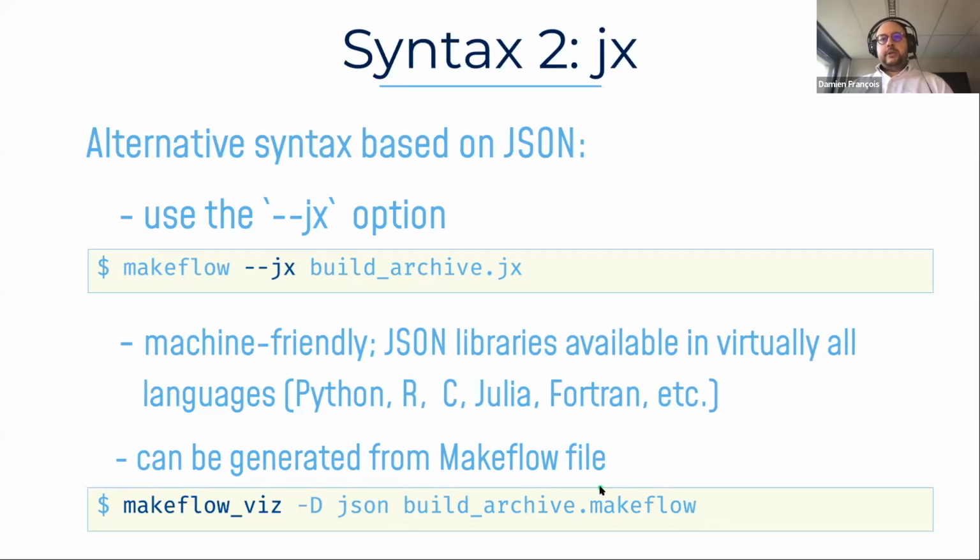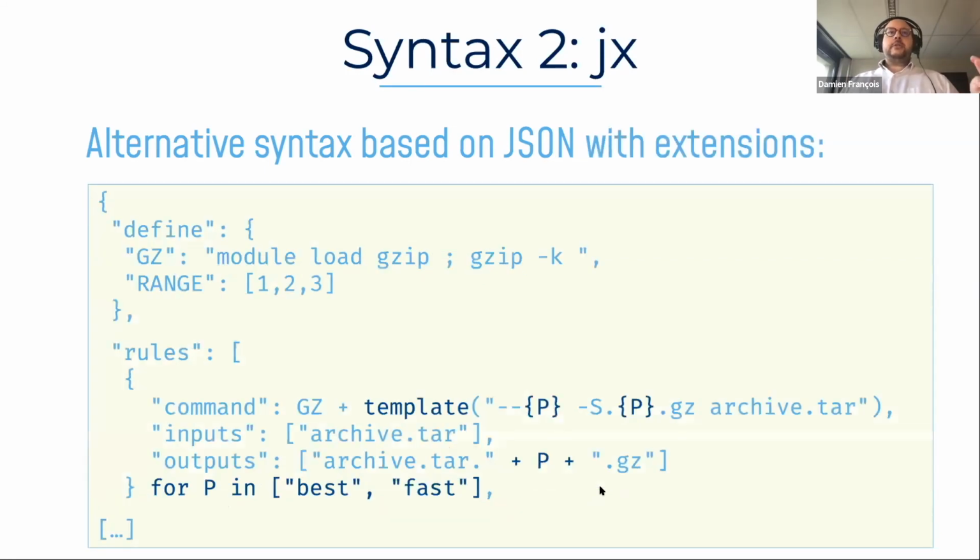This is nice to play with it and have a look at the syntax. As I said, it's not purely JSON. There are some extensions like this one, for instance. If you remember, there are two rules in the makefiles that are very similar, and the difference is only the type of option that we pass to gzip.